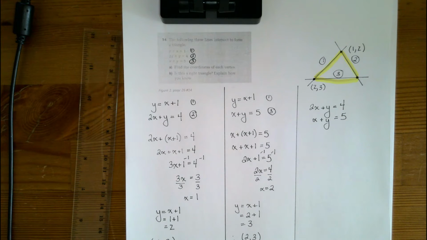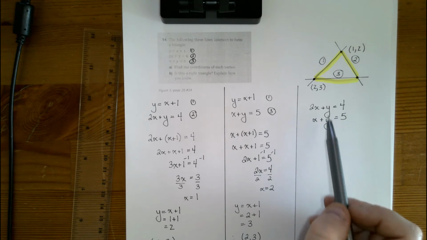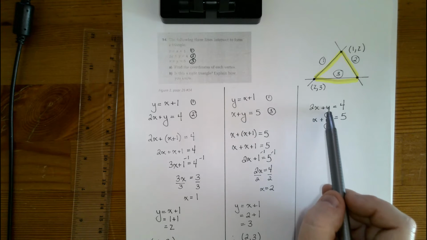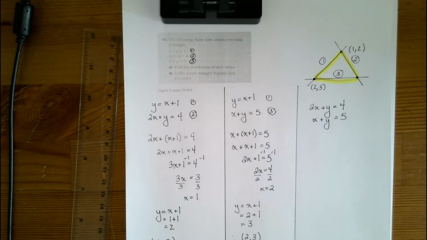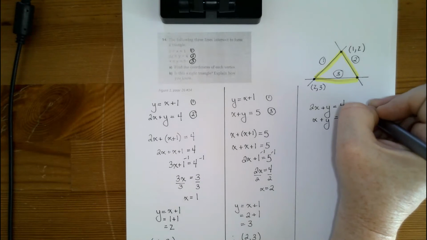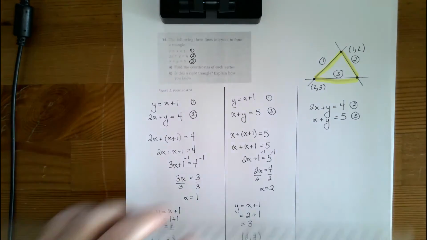So if I keep with the substitution method, I can just rearrange one of these, or I can actually use the elimination method and just eliminate my y's, since I already have one y and one y. So I'm going to go ahead and use elimination because it's already set up nicely for elimination. So this is, say, 2 and 3.